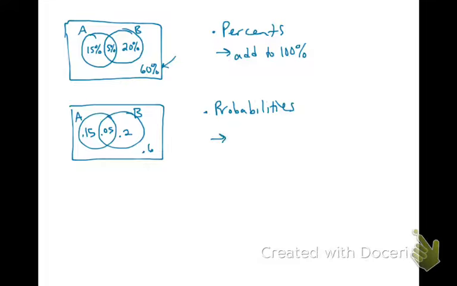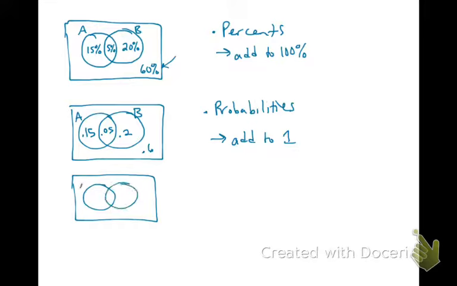If you use probabilities in the Venn diagrams, you have to make sure that they add to 1, which is equivalent to 100%, because again, you want to make sure you account for everything. The last type of Venn diagram could just be using just number of things. So let's say I have event A and event B, and we will look at just number of things.